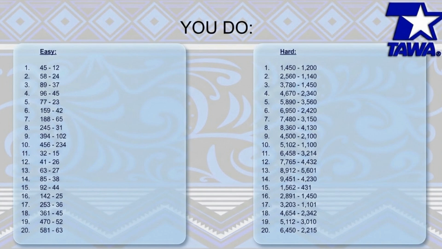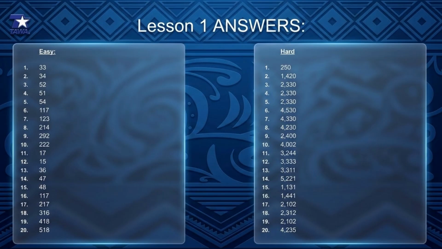Here are some you-do problems for practice. Choose the easy or hard set based on your comfort level and work through the subtractions using the column method. Check your answers for lesson 1 here. Pause the video to compare your work with the correct solutions for both the easy and hard problems.